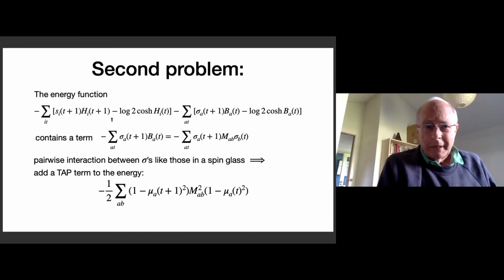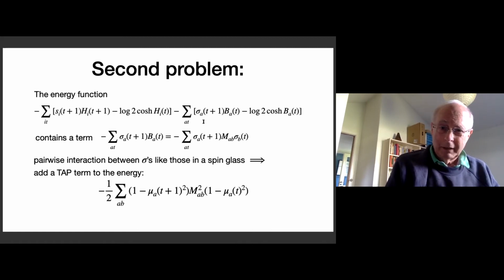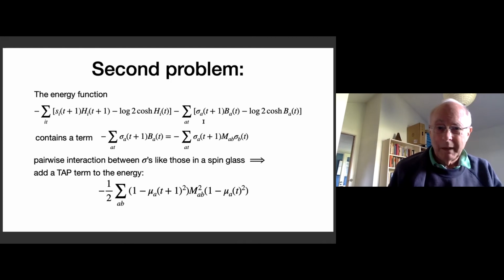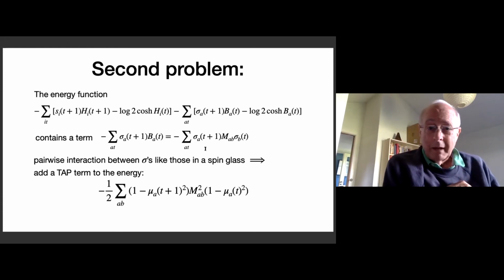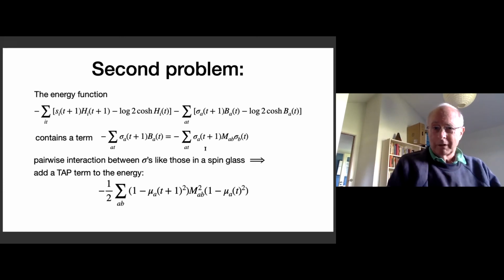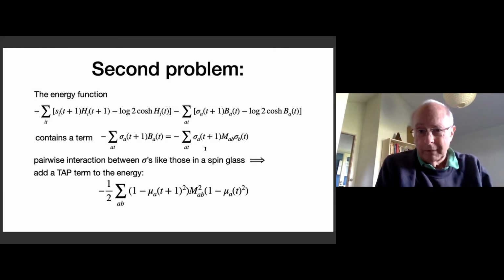Okay, so there's a second problem. Here's the energy function again. If we look at this term, which is sigma A of t plus 1 times B A of t, well, B A of t is the sum on B of M A B sigma B of t. This is a pair interaction just like in a ferromagnet. It's just M's instead of J's, and it connects things at different times. But we're just regarding time as an index, the same as the unit index or space index. So we know how to deal with that.